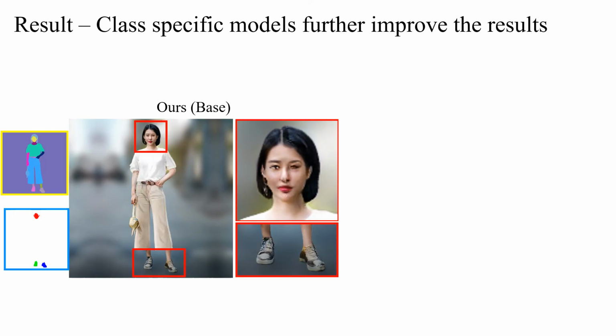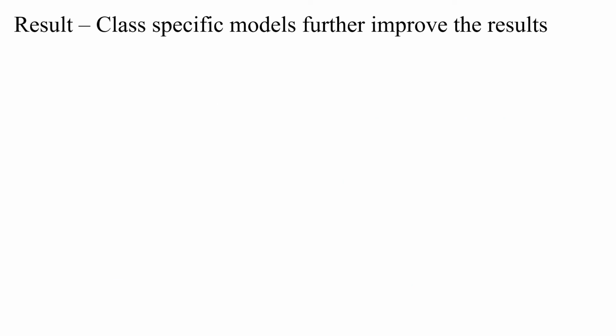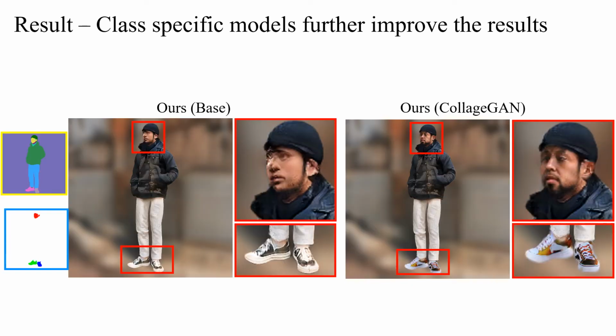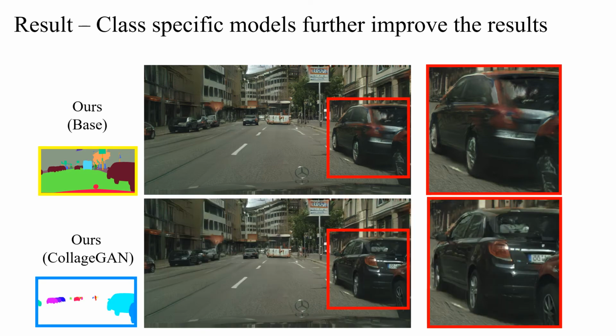We also apply our model on human datasets. Here we see a single model is struggling on small classes or parts such as the face and shoes. But we can improve image quality using class-specific models. One more comparison between our base image and our CollageGAN, which uses class-specific models. We also show the results on the Cityscapes dataset. Here we refine all cars.